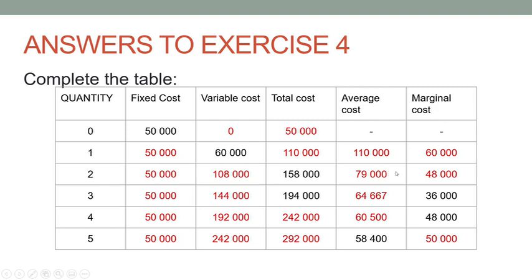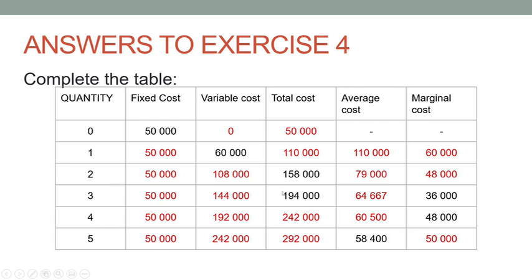Now to calculate the marginal cost, it is the change in total cost. So I go 158,000 minus the 110,000 gives me 48,000, and you will notice that your change in quantity has been 1 every time. So it's going to be that change divided by 1 every time. So 48 divided by 1 stays 48,000.